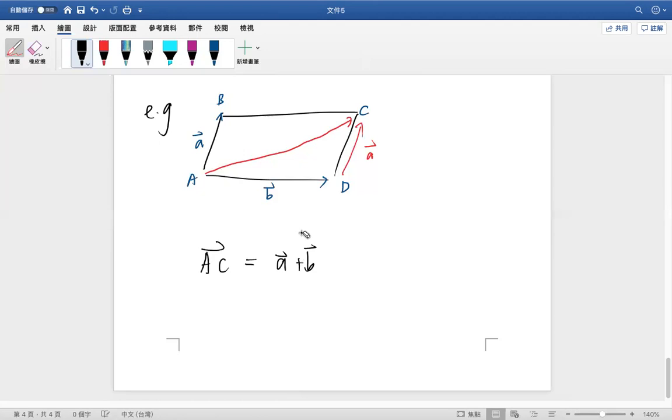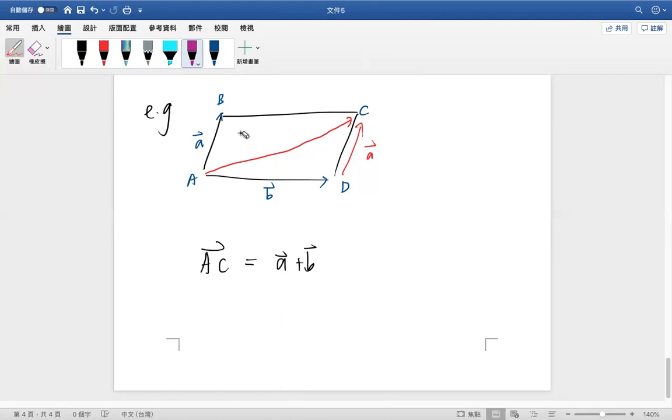So you need to master translating the vectors. That's the thing that makes vectors very convenient in doing operations. Is it okay for this example? All right.